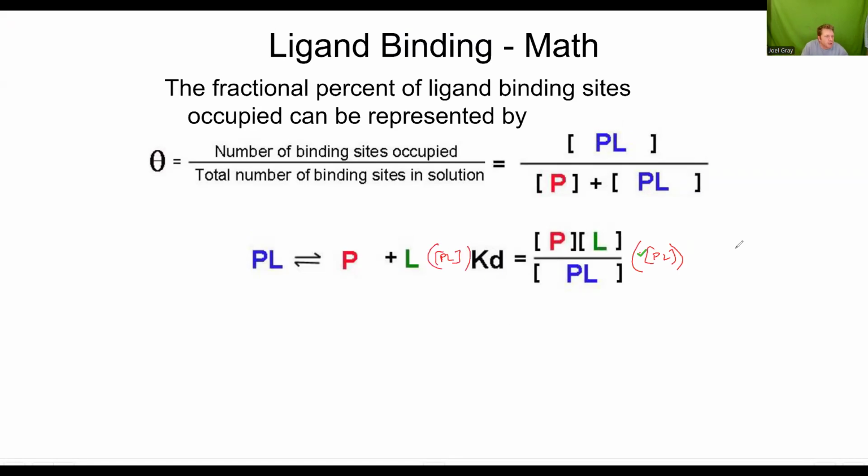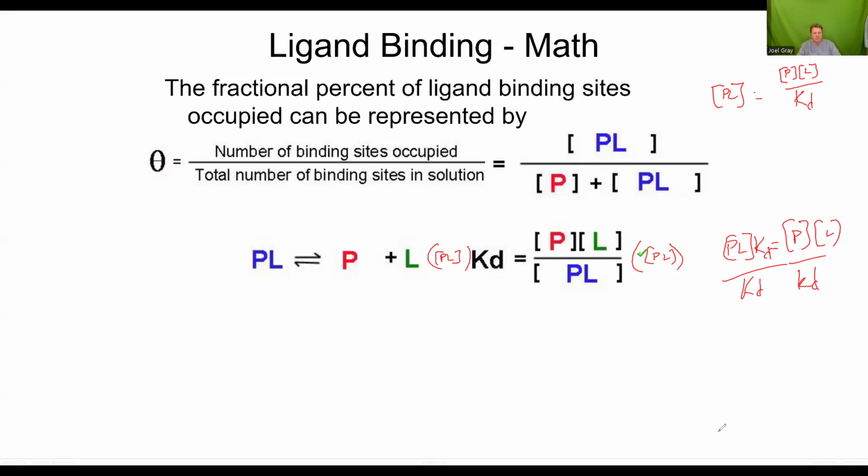Okay, so now we've got PL concentration times KD equals PL. Okay, divide each side by KD. Every time I say KD, I do think of basketball superstar Kevin Durant. We're going to divide this by Kevin Durant: protein concentration, ligand concentration divided by KD.